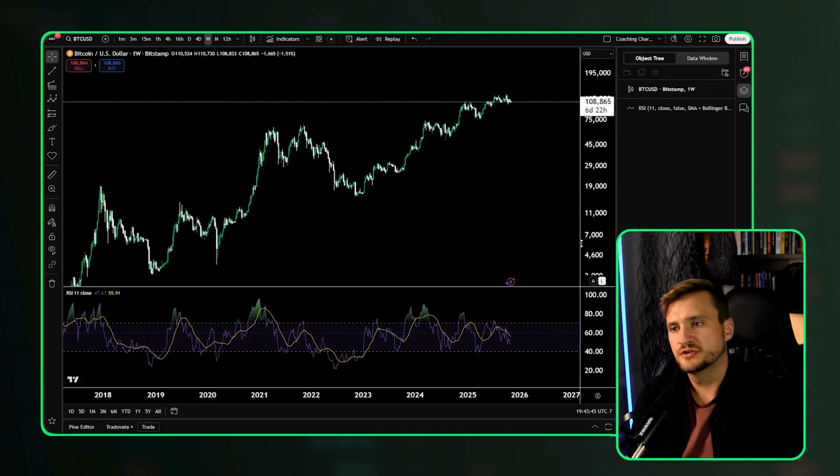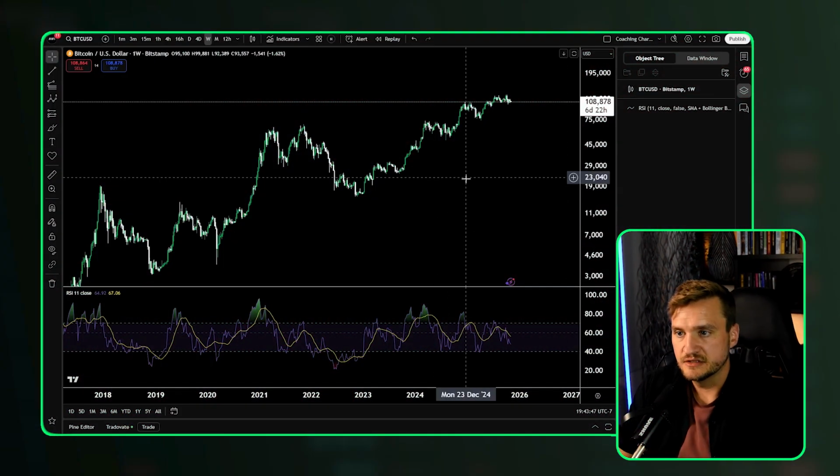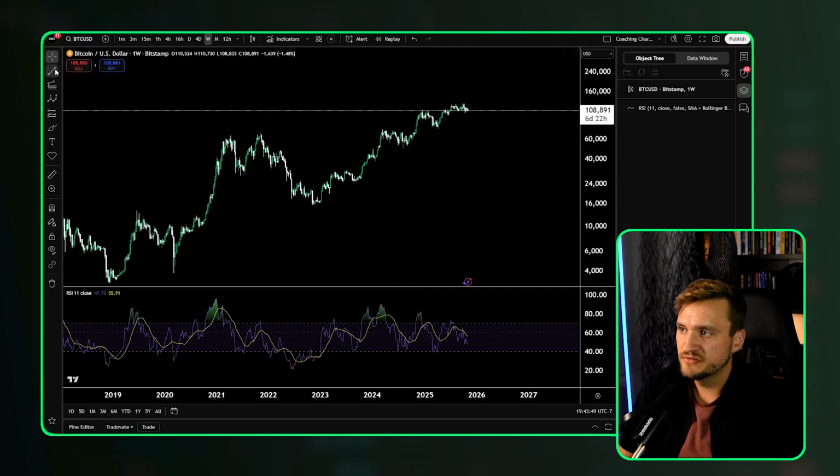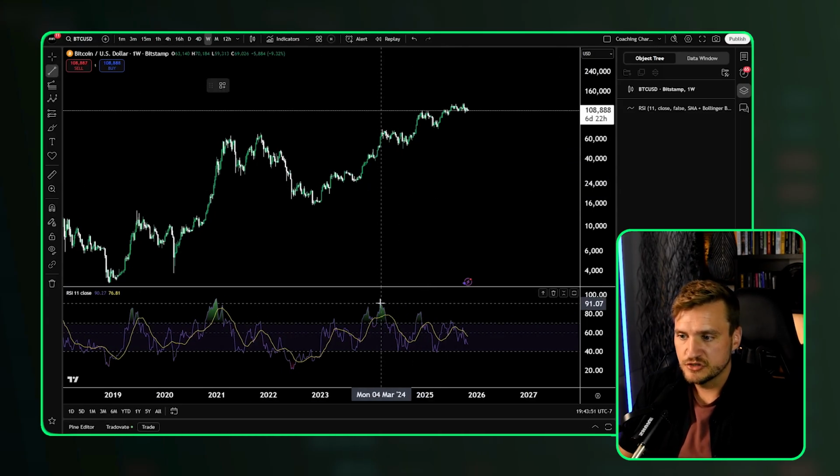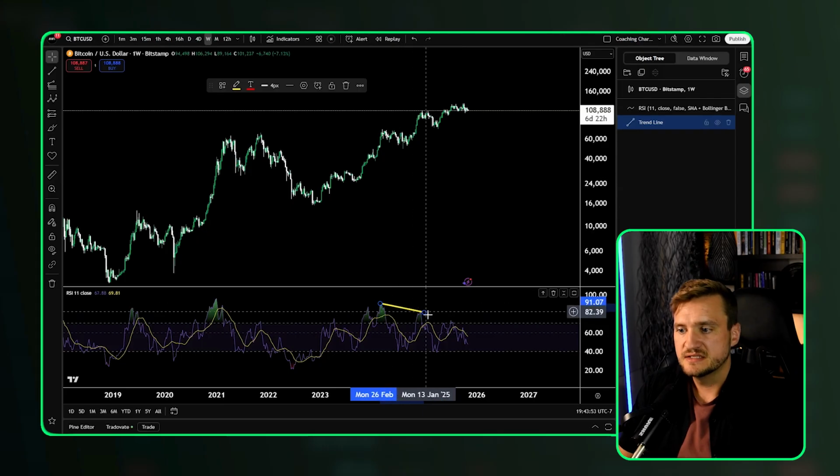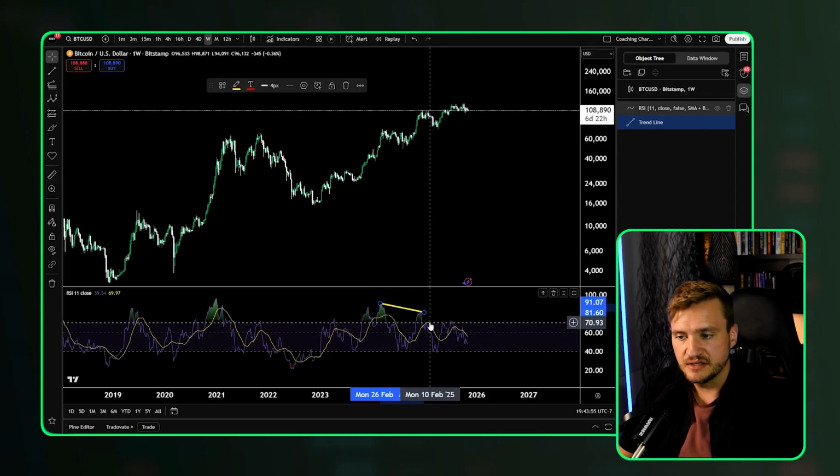The reversal trap is really easy to understand. It is simply the first reversal divergence that shows up that is still above 70 on the RSI.